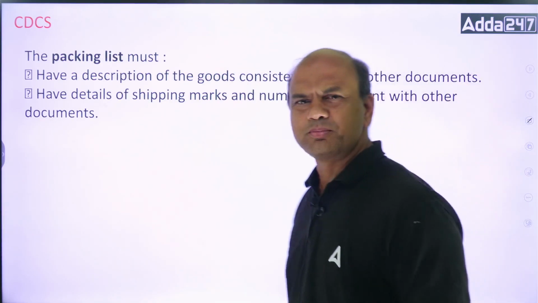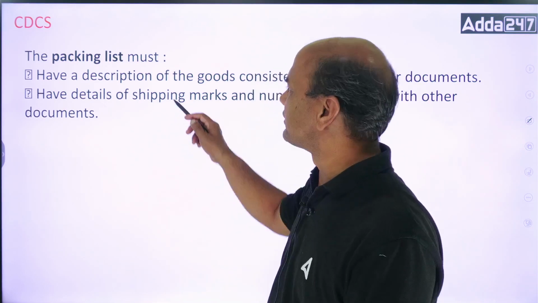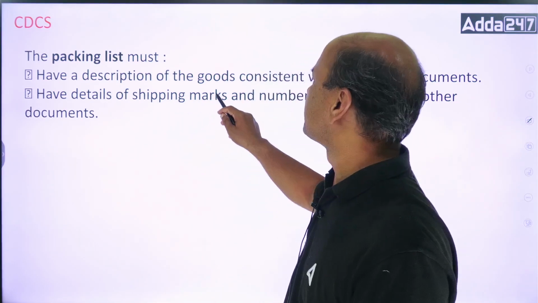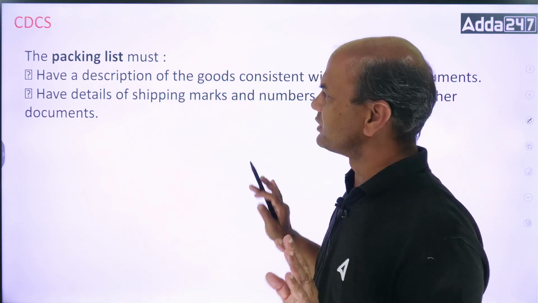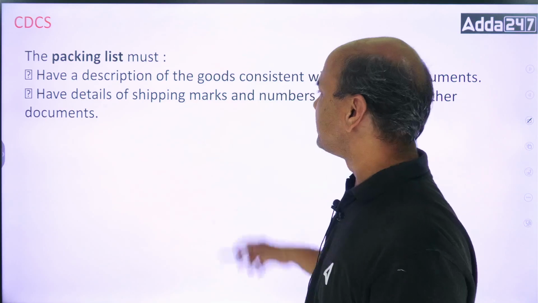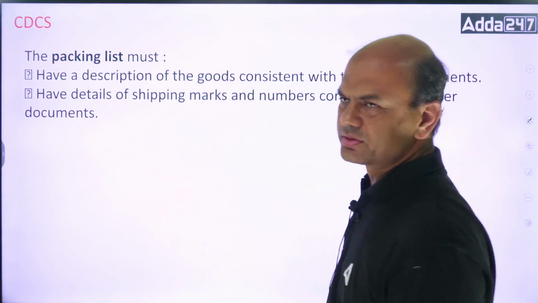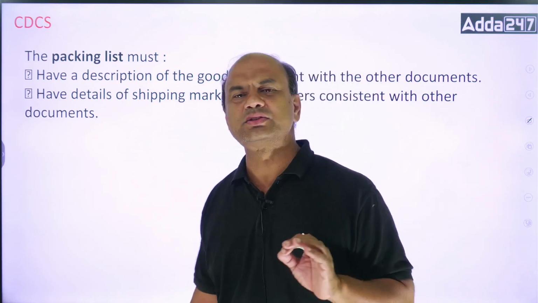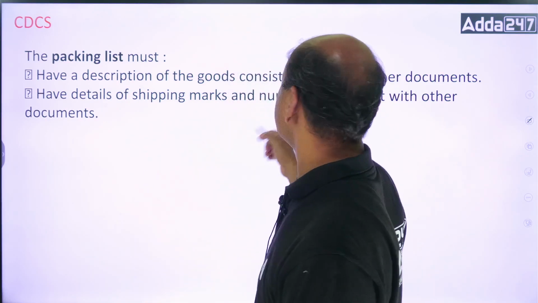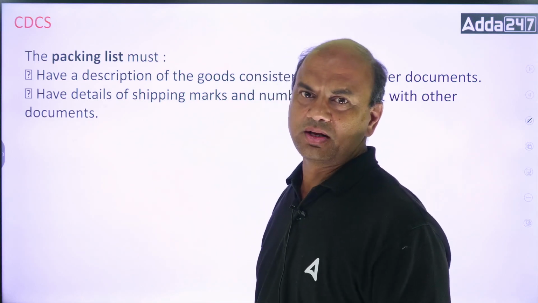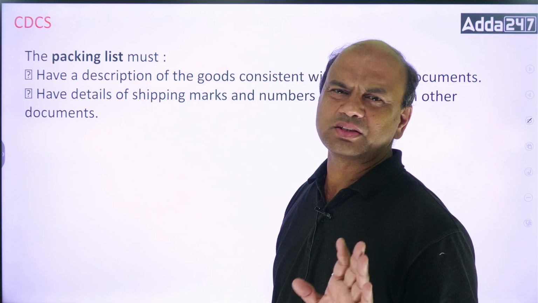This is the smallest one, the packing list. It has very few elements. Number one, having a good description of goods consistent with those of other documents. Internal inconsistency should not be there. Have the details of the shipping marks and numbers consistent with the other documents. Even the weights and everything should be consistent. There should not be any discrepancy with the other documents. Because see, the packing list is a very simple document.